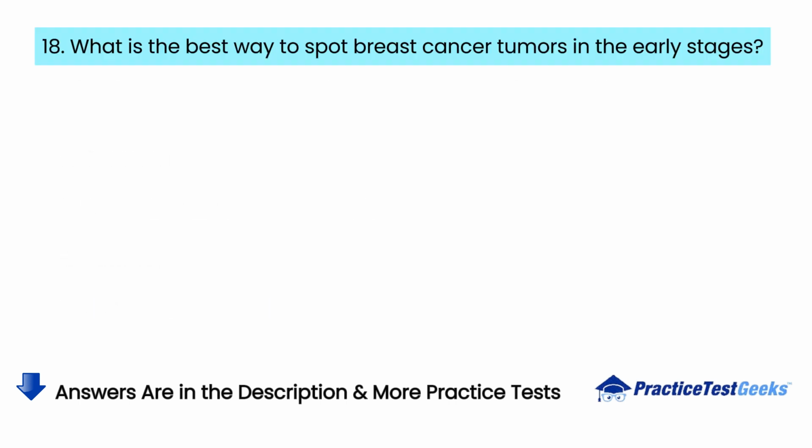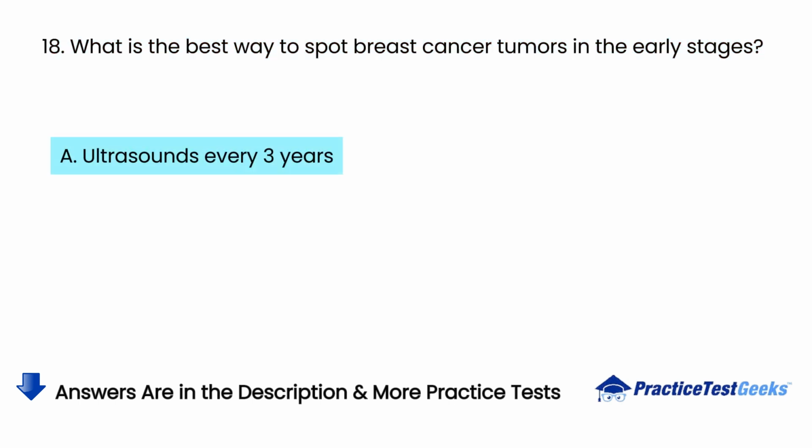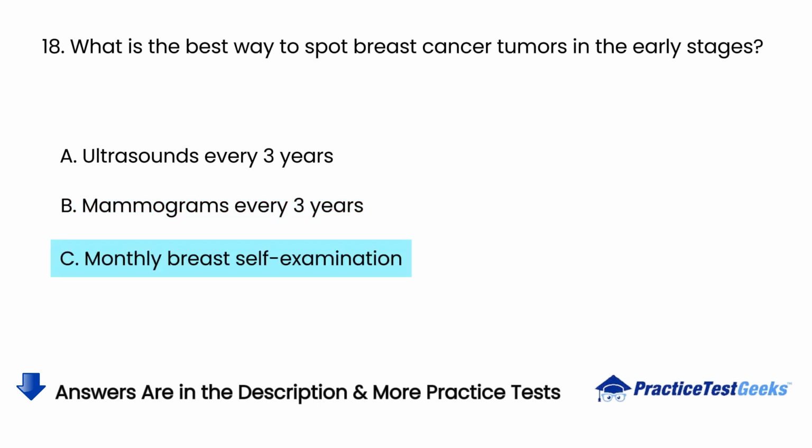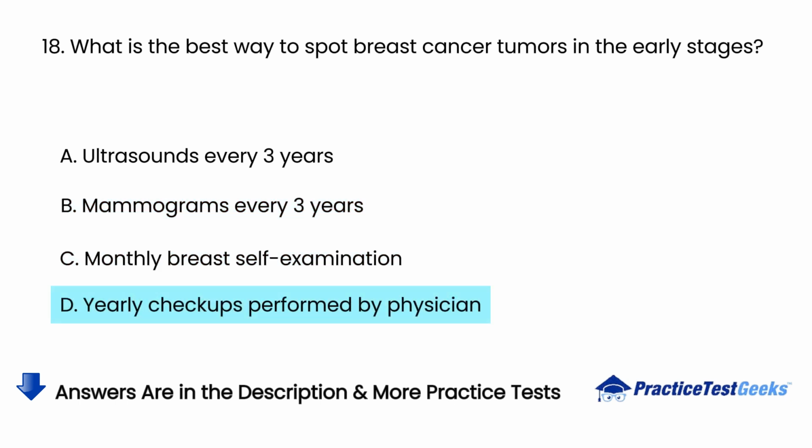What is the best way to spot breast cancer tumors in the early stages? A. Ultrasounds every 3 years. B. Mammograms every 3 years. C. Monthly breast self-examination. D. Yearly checkups performed by a physician.